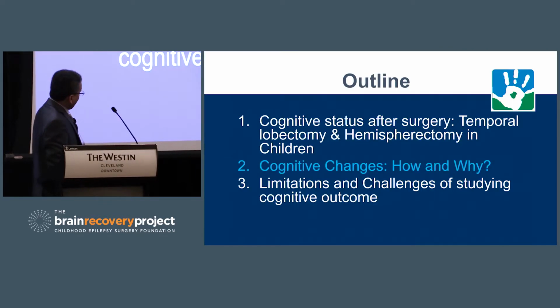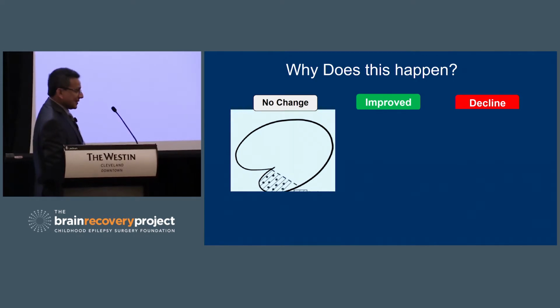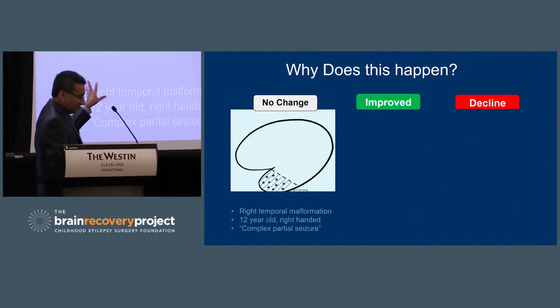Next slide. Next slide, please. So why is this cognitive change variable after epilepsy surgery? I have a cartoon to explain this, and there are three scenarios: no change, improved, and decline. As you can see in this brain cartoon, the areas with dark dots are the epileptogenic areas, and the areas shown in lines are the dysfunctional areas. So as you can see in this scenario, next slide, advance the slide, please.